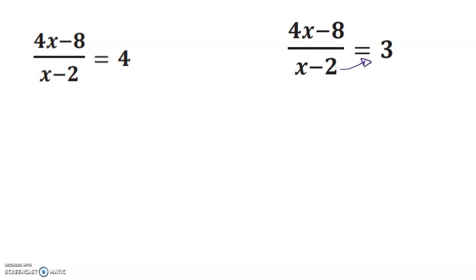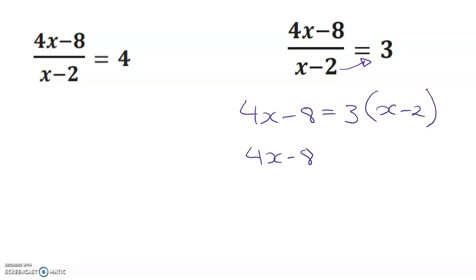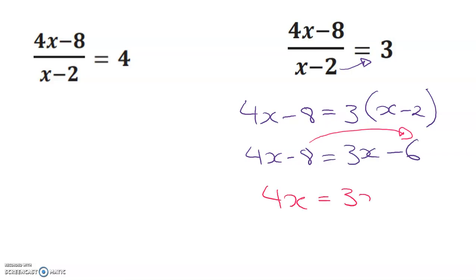We'll do the same thing again. So 4x minus 8 is equal to 3 times x minus 2. So 4x minus 8 equals 3x minus 6. I'm going to add my 8, so I get 4x equals 3x plus 2. Move my 3x over here, so I get x equals 2.